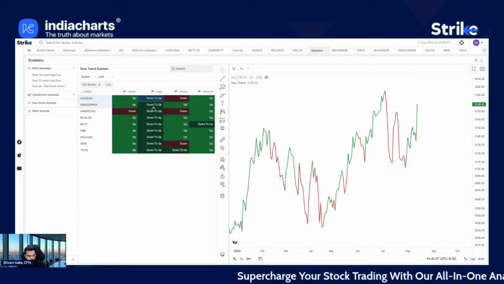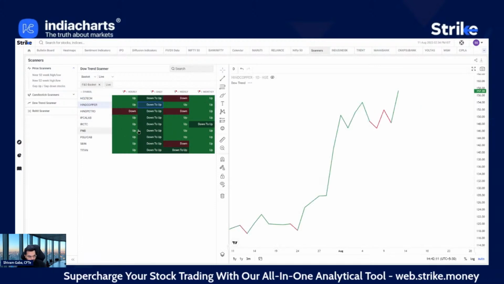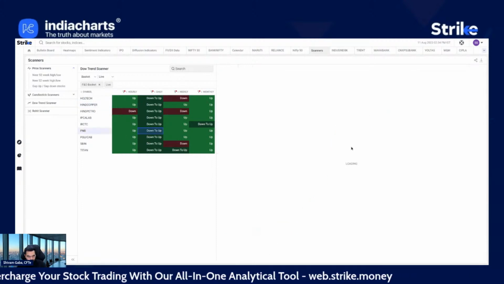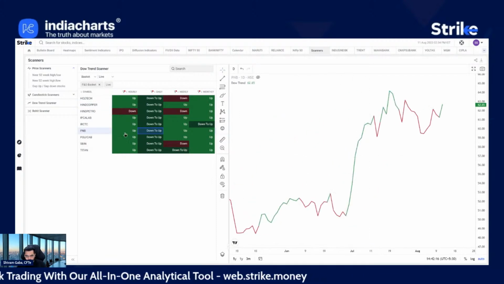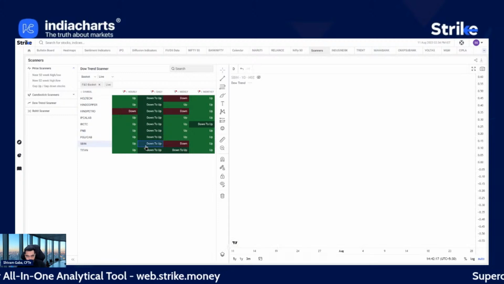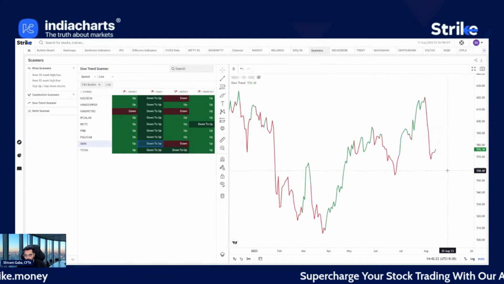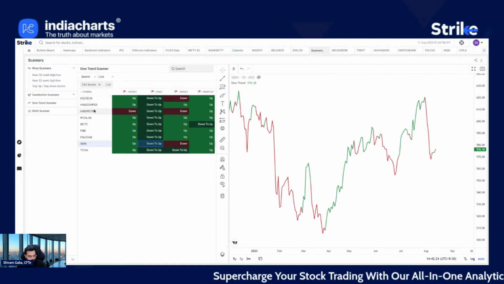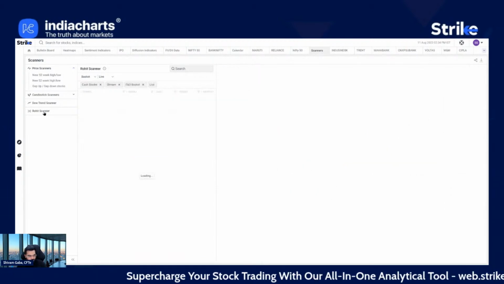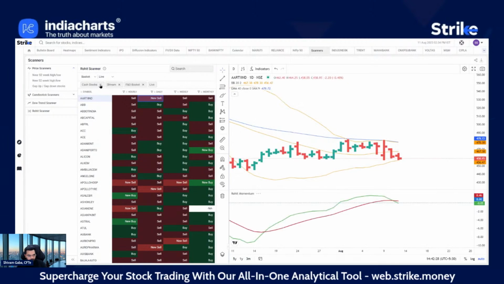So there are some names, HCL Tech at the top. You can see two PSU banks popping up here as well. One is PNB and the other is State Bank of India. So these are stocks from the sector that is up most in today's session. Okay. Now we'll also check the stocks popping up in the RMI scanner as well.